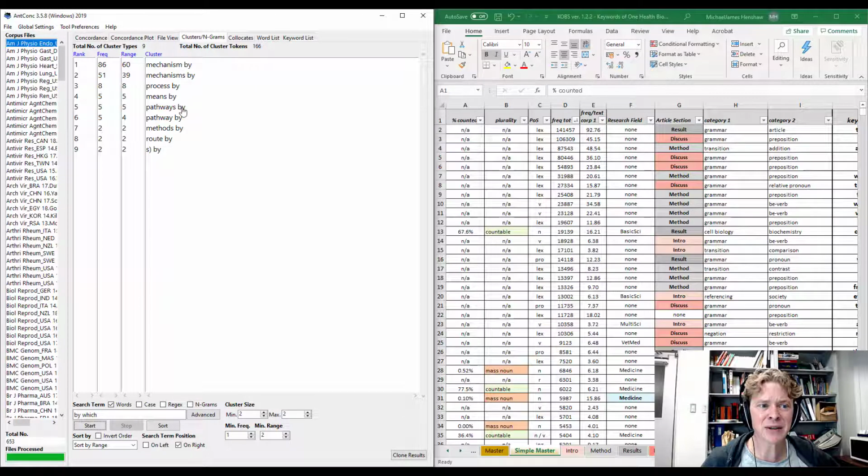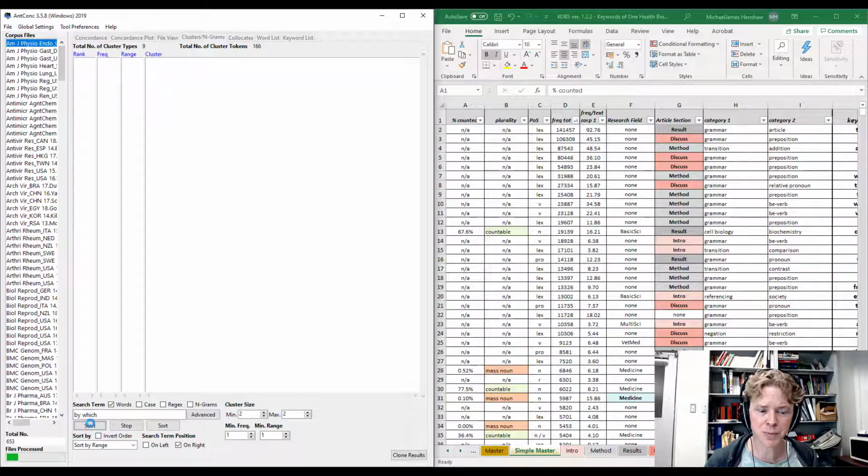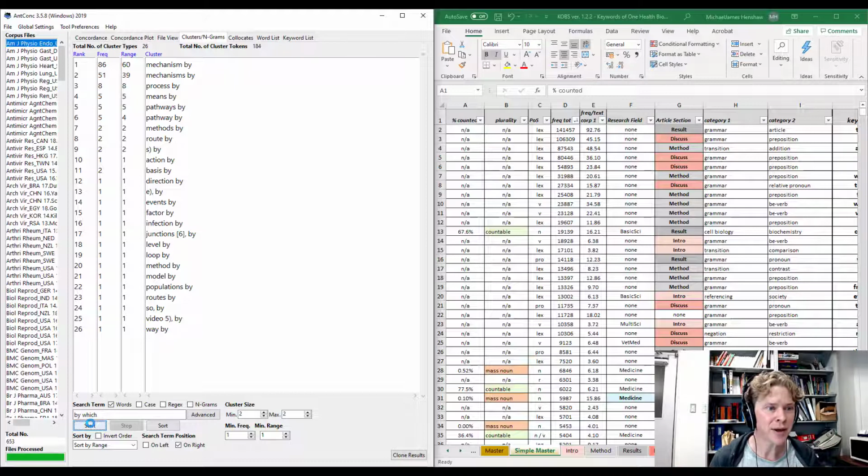And we can see that "mechanism" and "mechanisms by" is really dominating the whole thing. In fact, our data set is so small, let's lower the minimum range to 1, which I almost never do. I almost always want minimum range at 2, so at least 2 authors use it. But look at this. Out of all of the uses of "by which", we only have a total of 184 uses. And what is this? 140 of them are "mechanism" or "mechanisms by". So that's about 75% of all uses are these two.